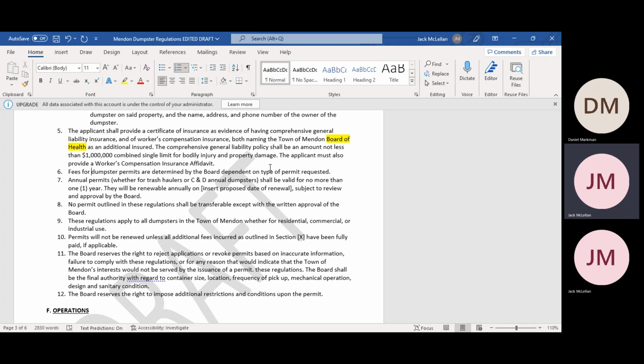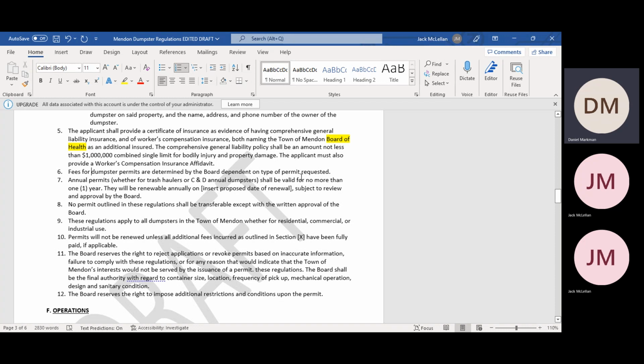Okay, so when my question has been answered, it's not just for temporary. Well, it actually is. No, it is for temporary, but my understanding is there's two categories of temporary we're talking about. C and D being one category of temporary, and I guess for lack of a better term, non-C and D being another category of temporary. But both categories are temporary. So by the board, dependent upon type of dumpster requested.